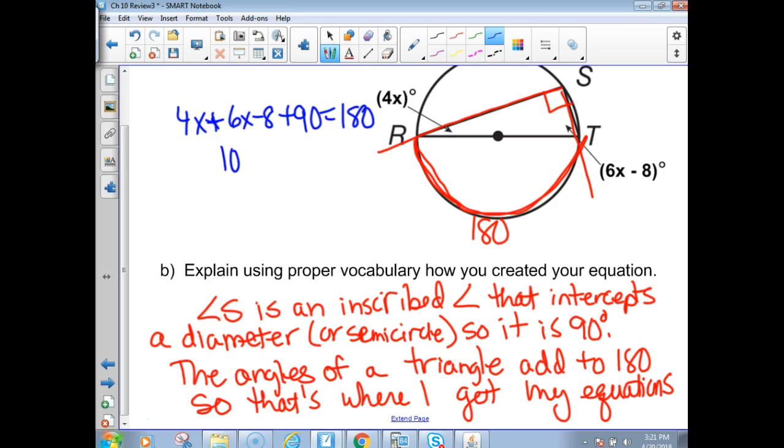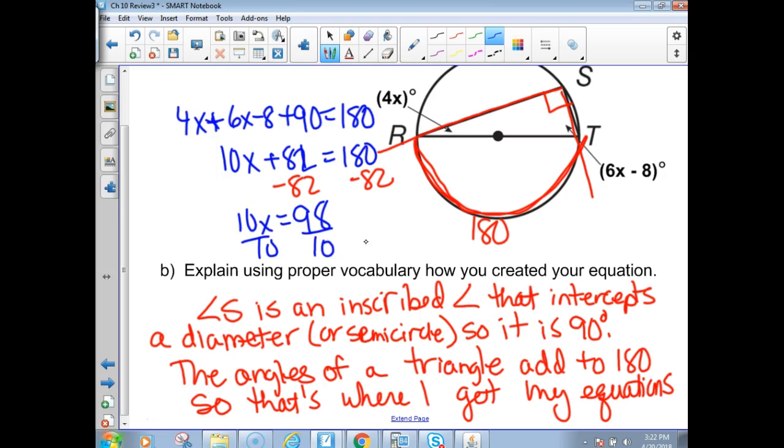4x plus 6x is 10x. 90 minus 8 would be plus 81. Nope, 82 equals 180. Subtract 82. Get 10 times x is equal to 98, and then divide by 10. So x is 9.8. It also said to find the measure of angle T.